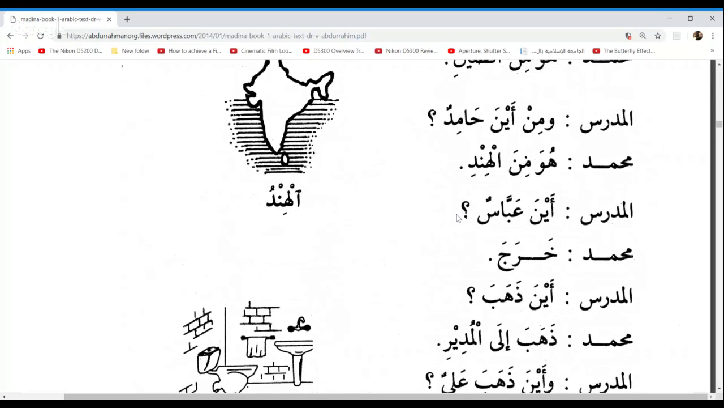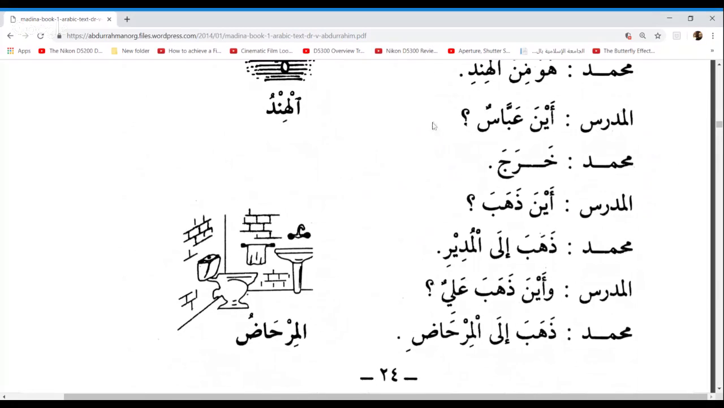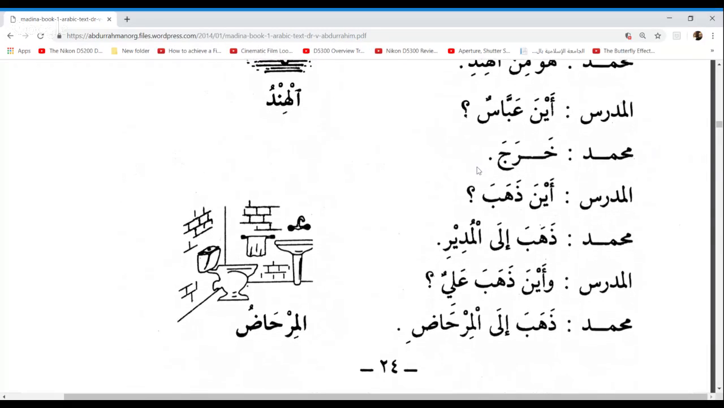Good. Go ahead, Endrit. Aina Abbas? Where is Abbas? Good. Go ahead, Yusuf. Kharaja. So we have kharaja. This is a verb, guys, which I can't recall. Have we covered any verbs so far in this book or not? It could be the first time. I think so. And you can see here it consists of 3 letters.